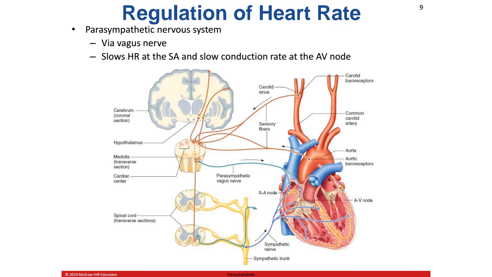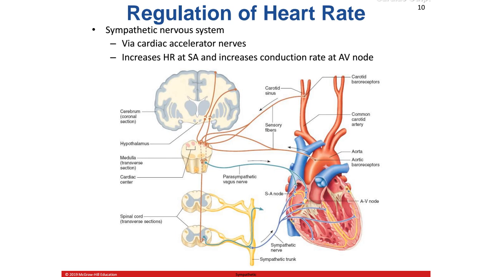Now, if you slow down the heart rate, you should also slow down the conduction rate at the atrioventricular node in order to allow for more time for the atria to contract before the ventricles contract. And so that's what's happening through this innervation of both the SA node and then the atrioventricular node. You have a slowdown in heart rate as well as this conduction rate.